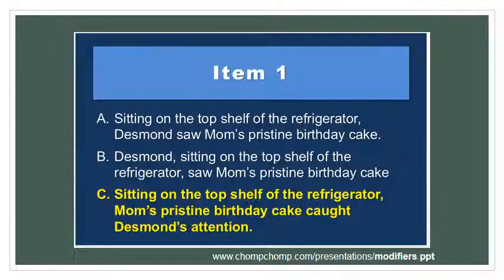All right, here are some test review items. On the quiz, it's only 5 questions, and you'll have to pick out the sentence which is most correct. Desmond, sitting on the top shelf of the refrigerator, saw Mom's birthday cake. Desmond wasn't sitting on the top shelf. The birthday cake was.